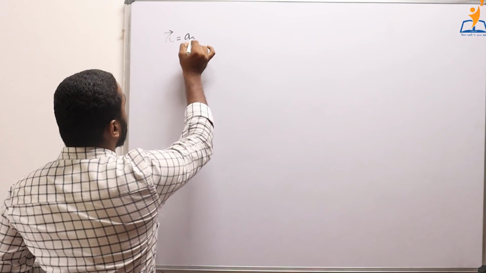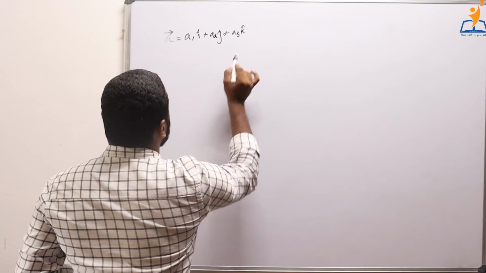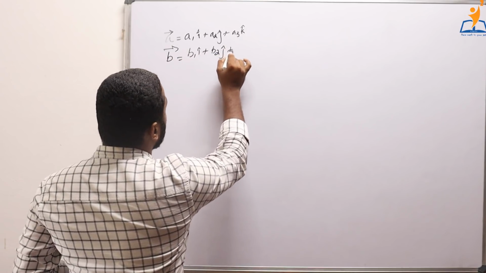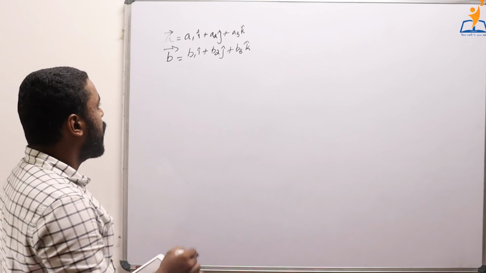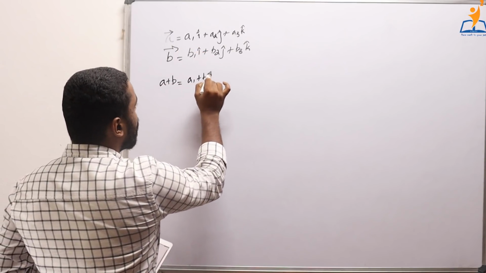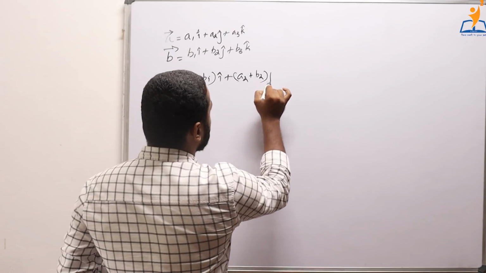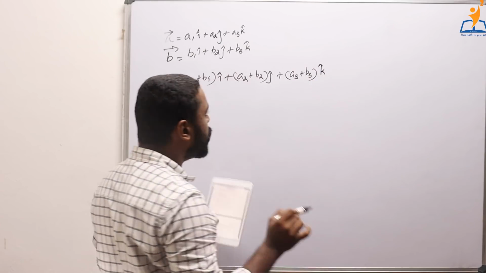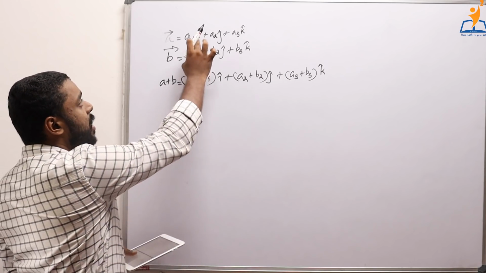Suppose that we are provided with two vectors. Let vector a be equal to a1 i cap plus a2 j cap plus a3 k cap, and vector b be equal to b1 i cap plus b2 j cap plus b3 k cap, since any vector can be represented in this form. Now a plus b is nothing but (a1 plus b1) into i cap plus (a2 plus b2) into j cap plus (a3 plus b3) into k cap. So in order to add two vectors of this form, it is enough to add the respective components.